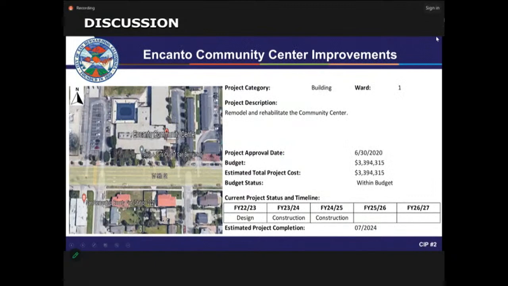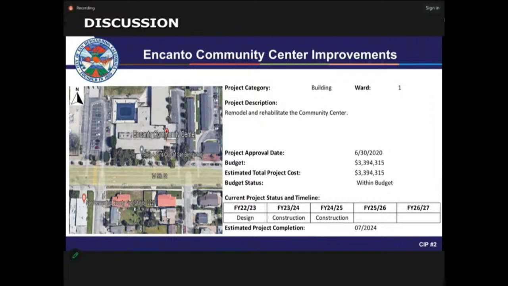Okay, so we have a standard format that we're presenting each project. As you can see, at the top is the project title. In this case, the first project is the Encanto Community Center Improvements Project. On the left-hand side, we have the project location map. And on the right-hand side, we have the general information about the project, starting with the top, the project category. So we will be presenting the projects from the building projects, and then the parks projects, and then storm drain projects, and streets and traffic control.